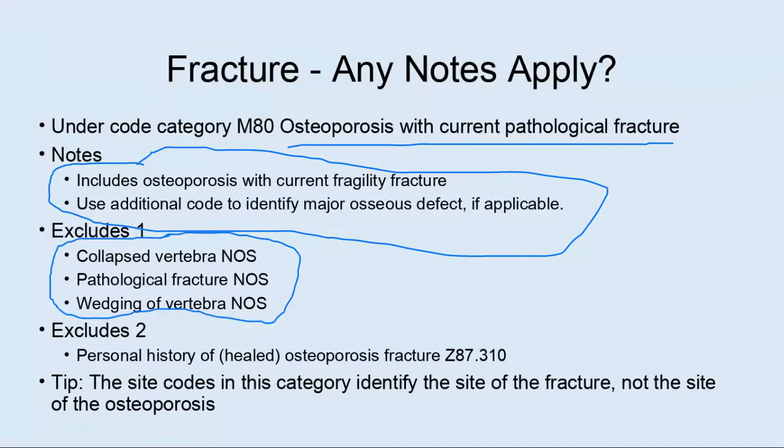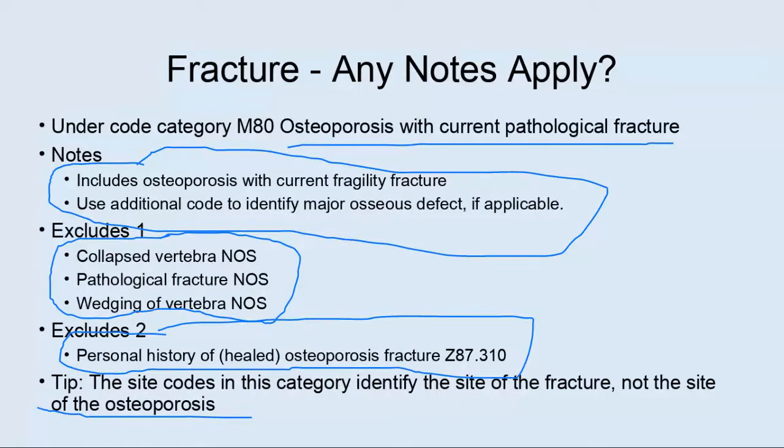And then you have an Excludes2, and this is important. This says personal history of healed osteoporosis fracture. Well, yes, she did have a history, right? This is Excludes2. So this lets you know that you can code a current fracture and a history of fracture. This is important. If the patient is having multiple fractures due to her osteoporosis, it's important to note that. There's also a tip. The site codes in this category identify the site of the fracture, not the site of the osteoporosis. Osteoporosis, of course, is systemic, and you have it everywhere throughout the body, so it's not site-specific. She has osteoporosis in the vertebrae, but also in other places.